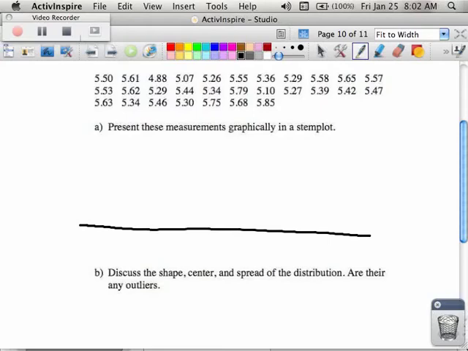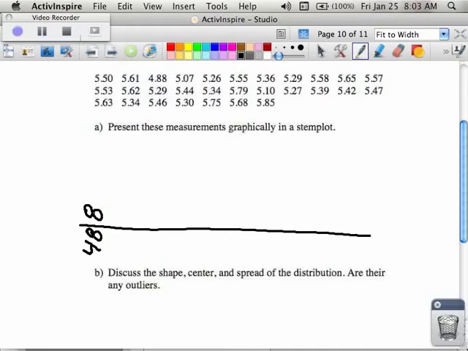Maybe not. How many values are there? 3, 6, 9, 11, 22, 25, 29. That might be too many going across. Okay, so maybe I'll go with 2 digits. So I'll go 48 and then 8. And what this is representing is 4.88.